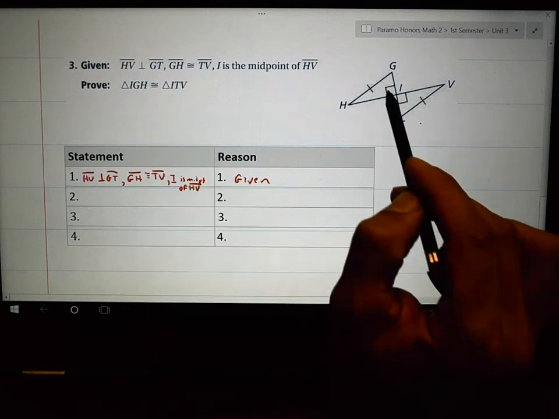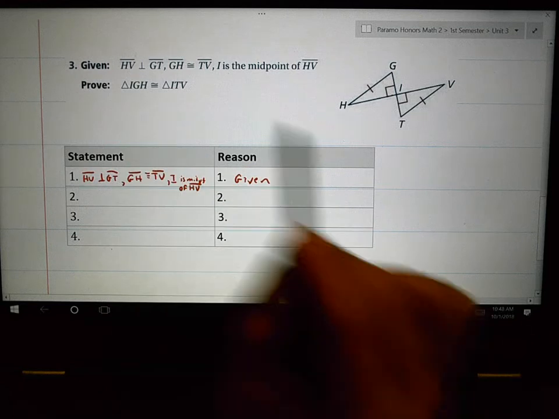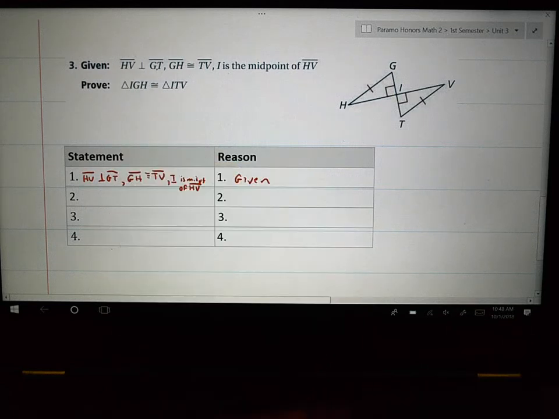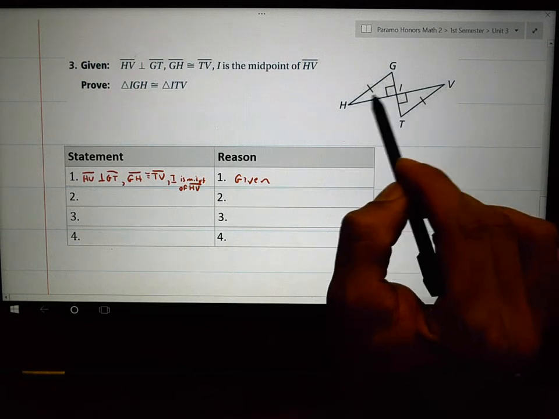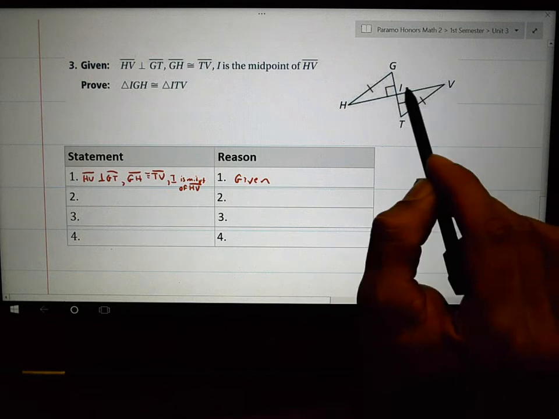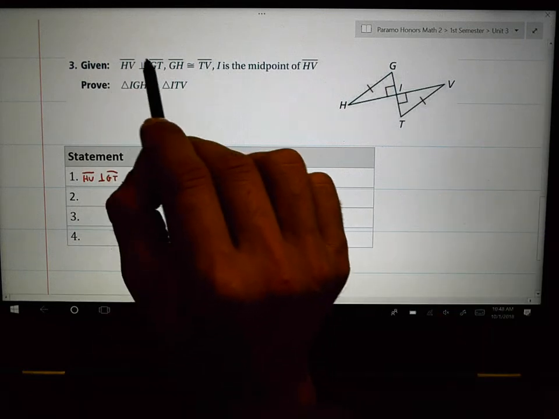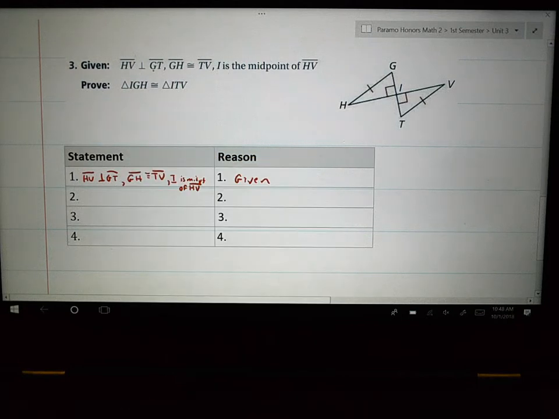Notice they added these right angle symbols, but they haven't done anything. All they've given you is that HV is perpendicular to GT. They haven't said that GIH is a right angle. They have not said that angle VIT is a right angle. But they have proven that they're perpendicular. That's given to you. So you need to make an extra statement.